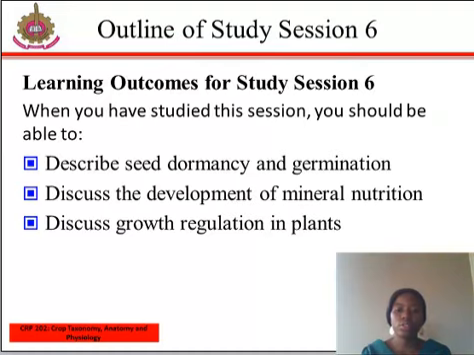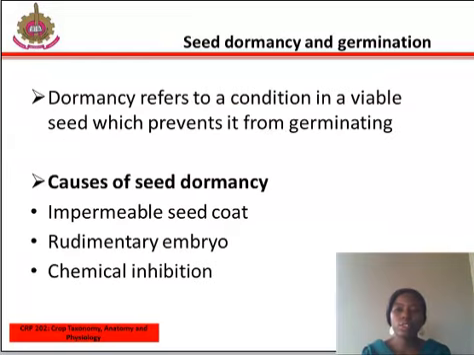At the end of this study section, you should be able to: 1. Describe seed dormancy and germination. 2. Discuss the development of mineral nutrition. 3. Discuss growth regulation in plants. Now, let's discuss each of the learning outcomes one after the other.